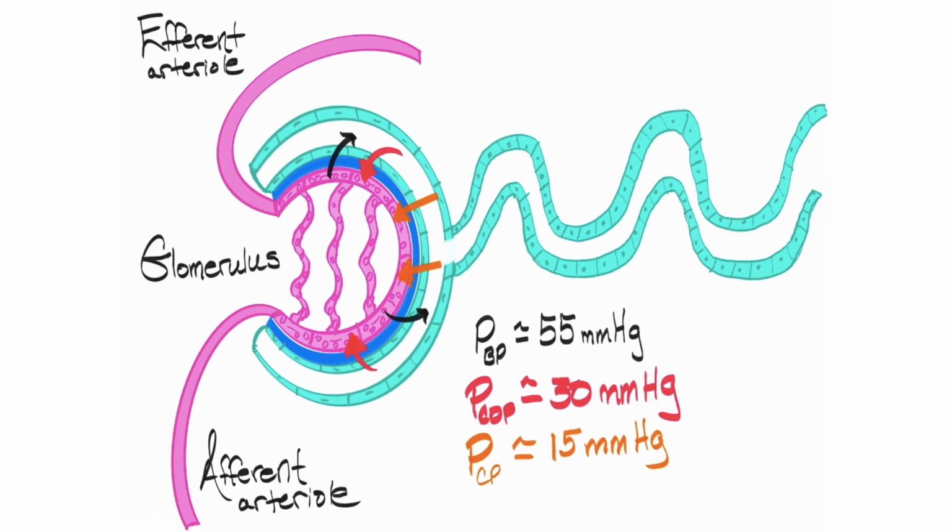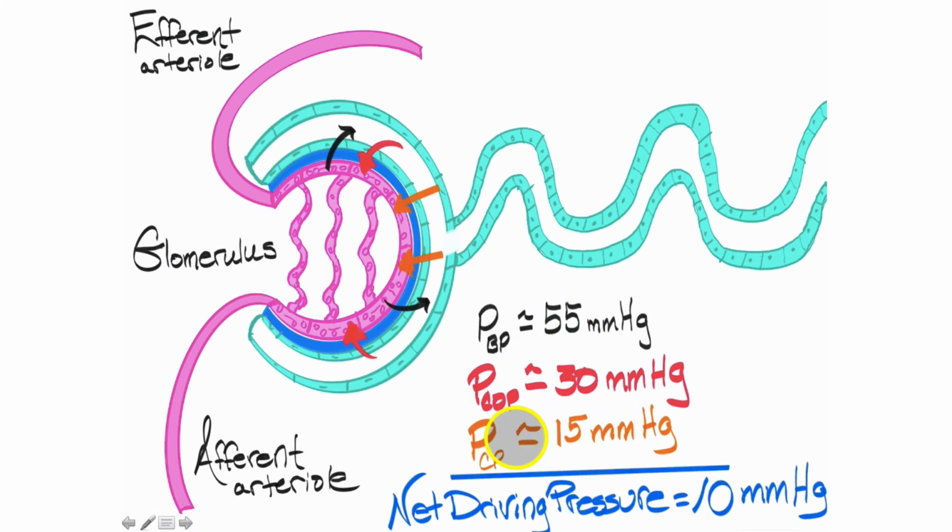So if we look at all three of these pressures, the glomerular blood pressure is 55 millimeters of mercury, colloidosmotic pressure roughly 30, and the capsular pressure at 15 millimeters of mercury. So colloidosmotic pressure and capsular pressure are opposing blood pressure. So our body needs to maintain blood pressure at sufficient levels so it can overcome these other two pressures. And that's what we see here. And this is how we get the net driving pressure of 10 millimeters of mercury.